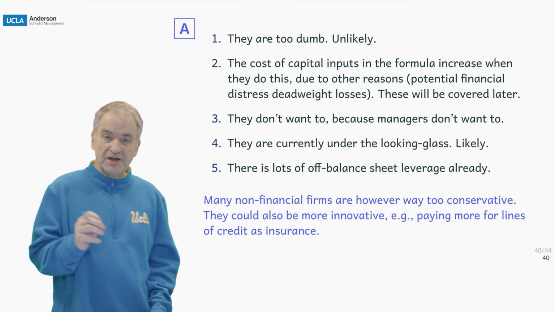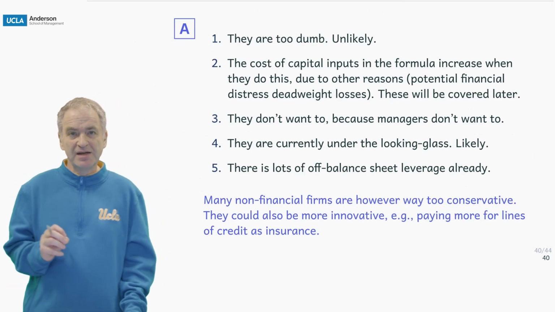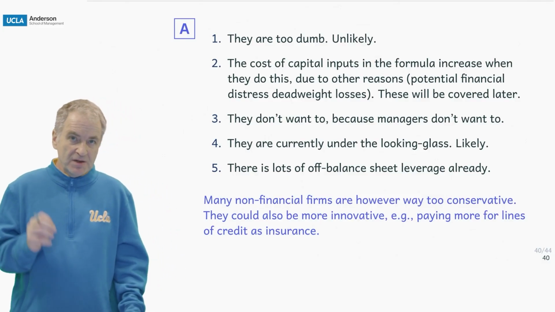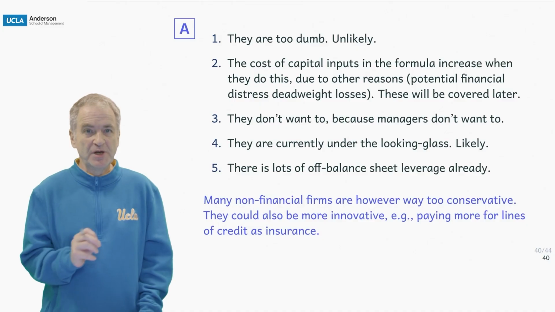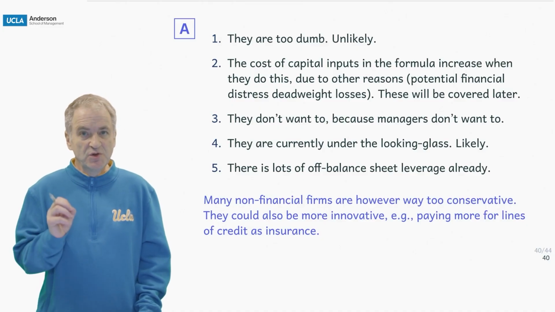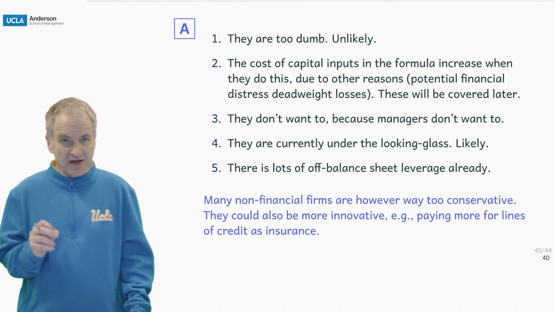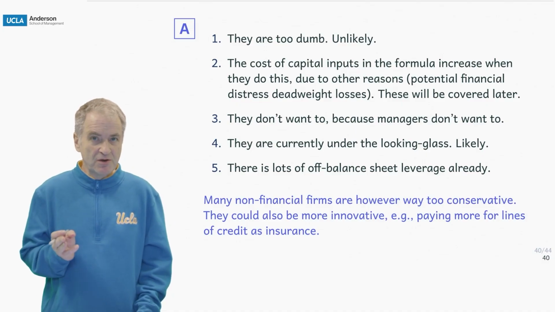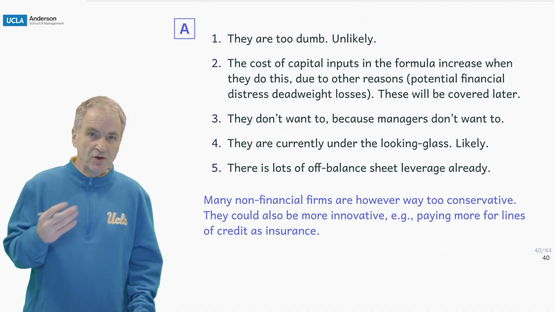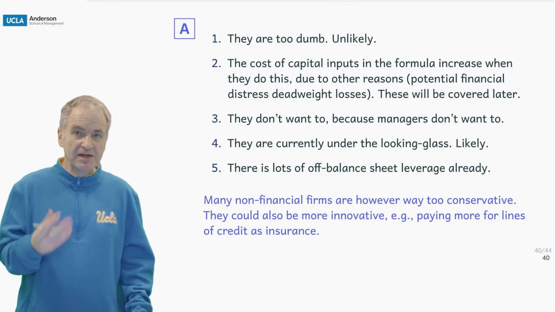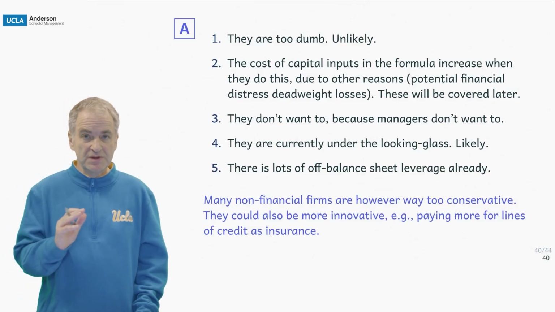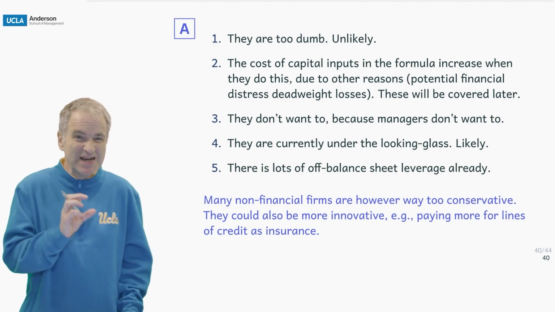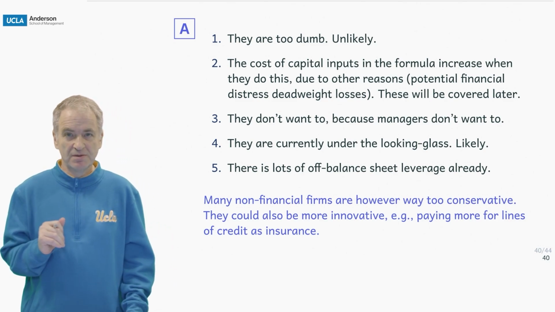Choice 1. They're too dumb. Unlikely. There's very few firms that are that dumb. 2. The cost of capital inputs in the formula increases when they do this due to other reasons. So, for example, if the firm really takes on a lot of leverage, maybe it goes bankrupt a lot more often, and then the lawyer vultures come in and they need to be paid. We're going to talk about those in a later lecture. So, that's a good reason perhaps you want to limit the amount of debt that you want.